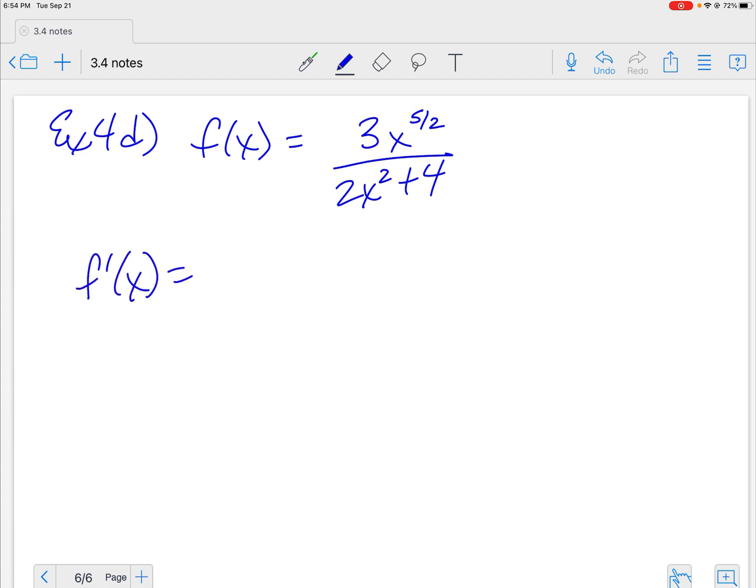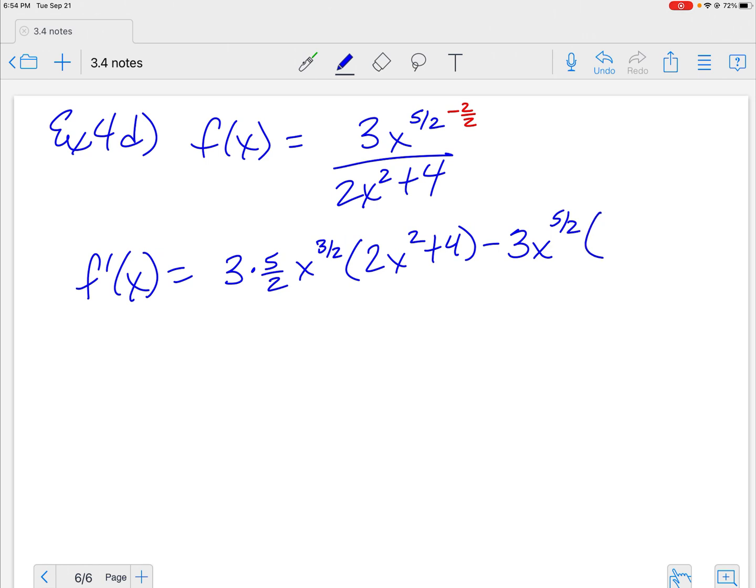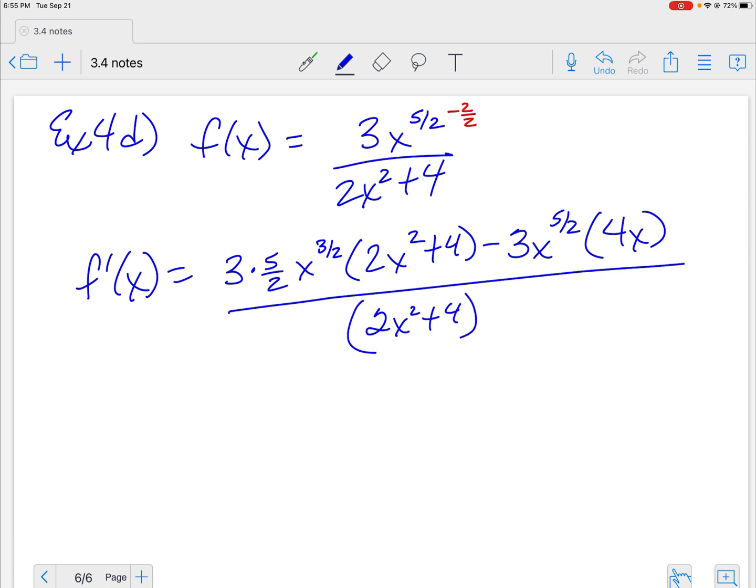Good. The derivative of the top: so 3 times 5 halves. Subtract 2 over 2 from that, and then you get 3 halves, times the bottom, minus the top, times the derivative of the bottom, which is just 4x, right? That's a constant. 2 comes in front, all over the denominator squared.